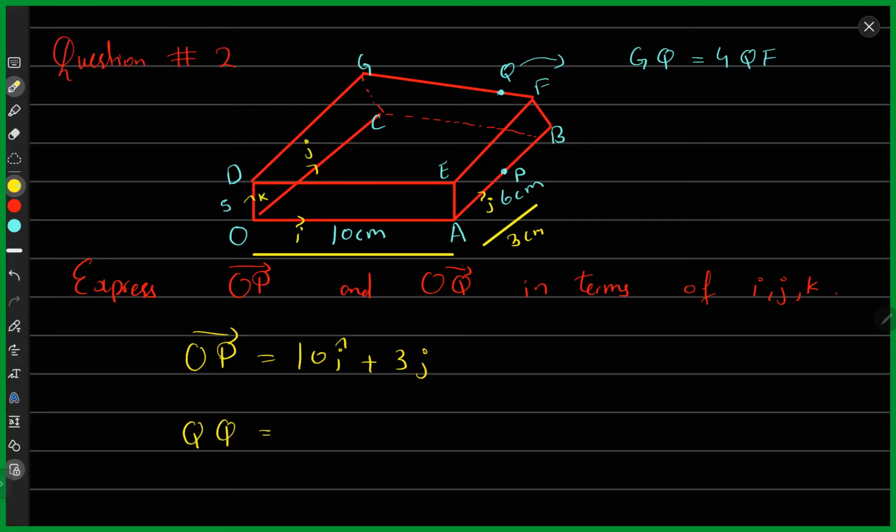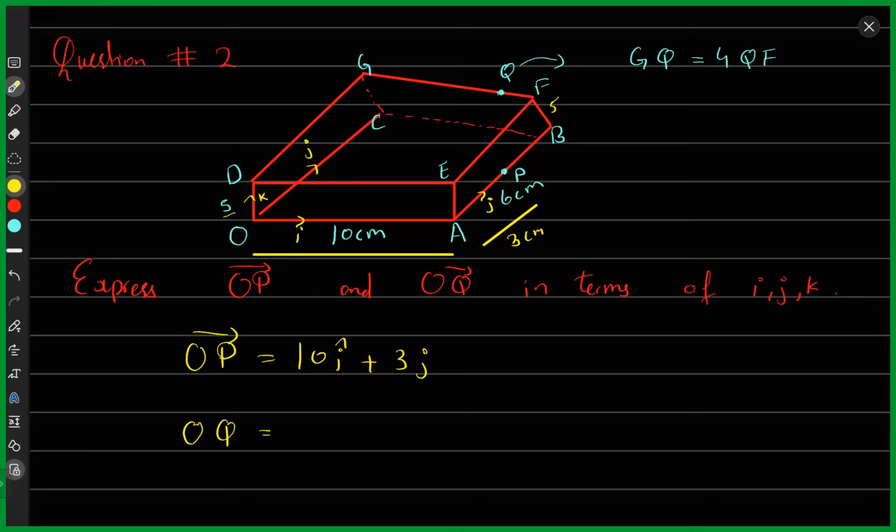And then it is OQ. From O to Q. Again, I can go from O to A, 10I, A to B, that would be 6J. Then if this is 5, this would also be 5. And then again, some part of I. We need to understand that part of I.